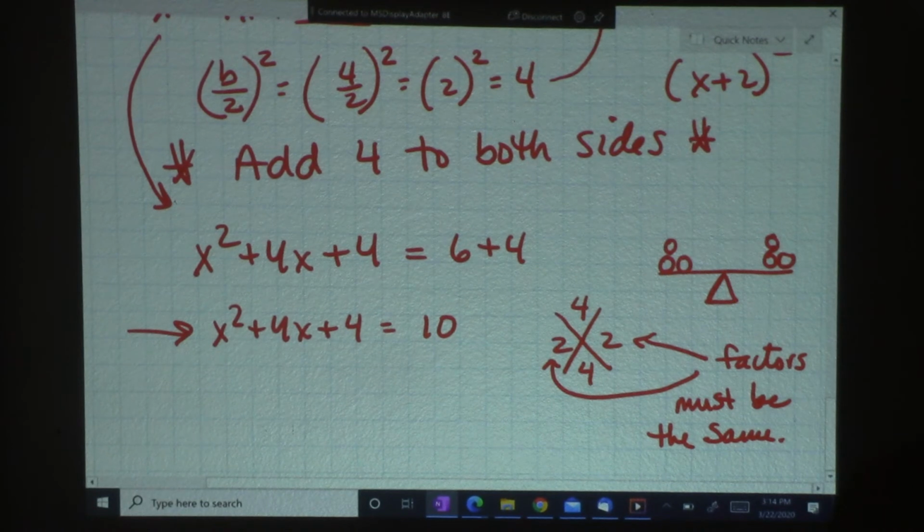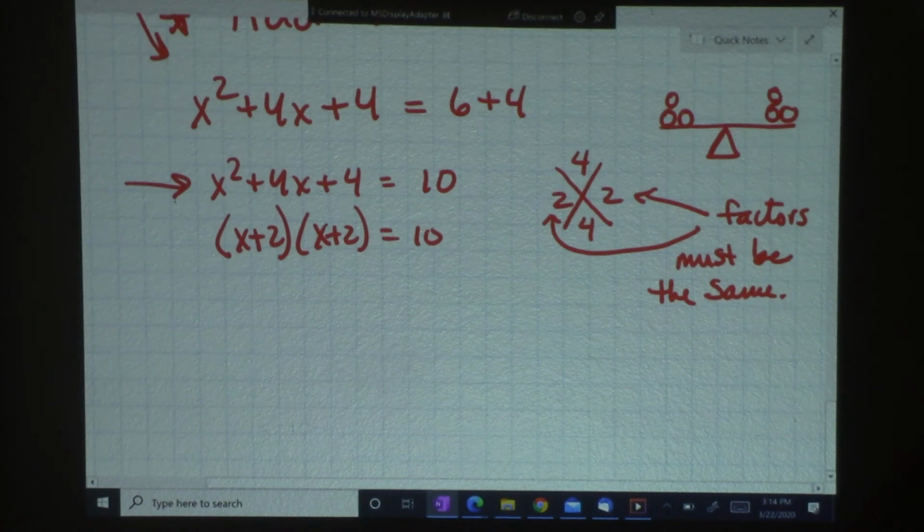Okay? So, I've got 2 and 2. So I'm going to have x plus 2 times x plus 2, which means I can write it like this. x plus 2 and x plus 2 are the same. This was the whole purpose of completing the square. I completed the square. The binomial here is a square.